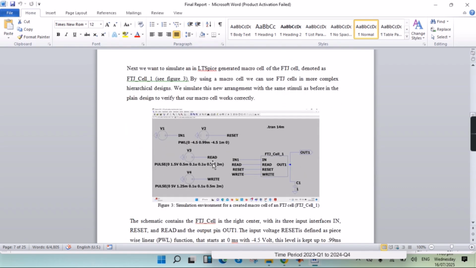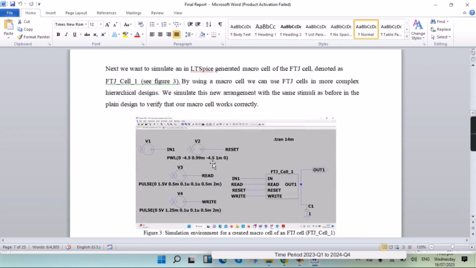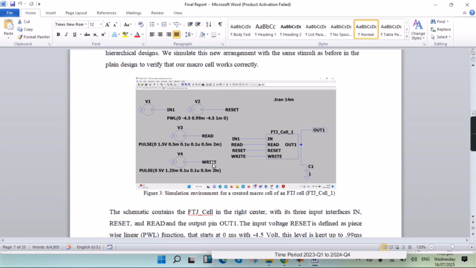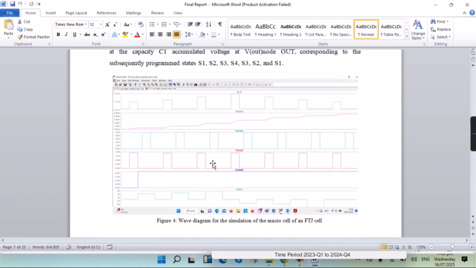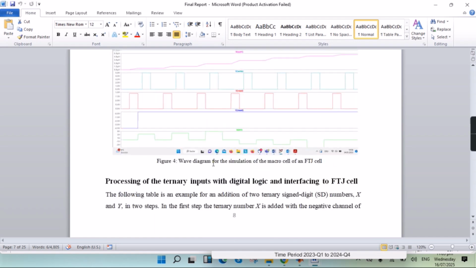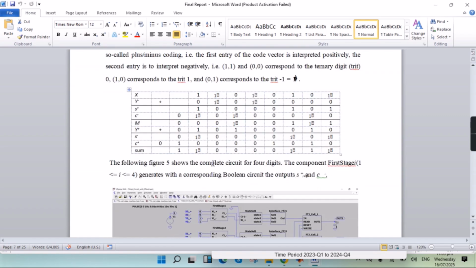Yes, this figure represents the simulation environment of the created macro cell, basically the FTG cell. Okay, next part is basically, yes, this one presents the current voltages of reset and the buttons. Basically this presents the button switching properties.